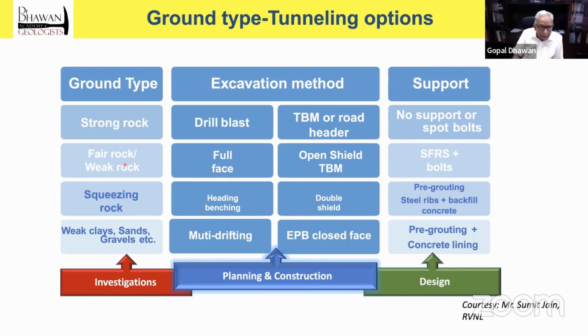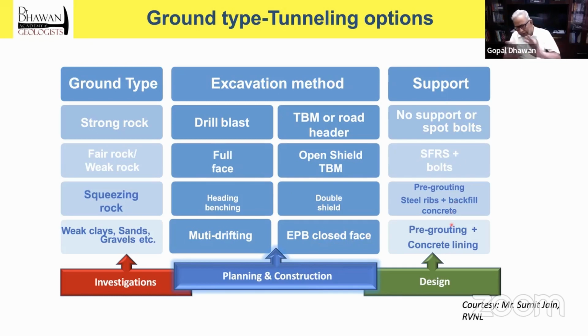But for fair rock, where the rock is not very good, it's weak, even then you can go for full face depending upon the size and diameter of the tunnel, and then you will have an idea to go for an open shield tunnel. In squeezing rock, you will have to go for heading and benching, or if the rock is still poorer, you will have to go for multi-drifting, and you can choose a double shield TBM or an EPB closed face TBM. And accordingly, the support system will also be chosen.